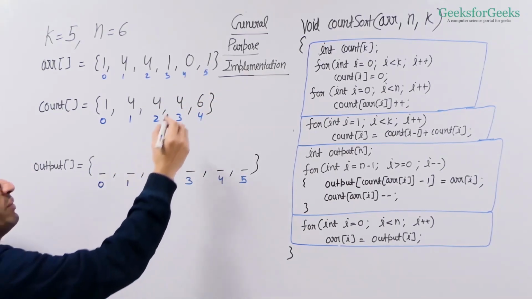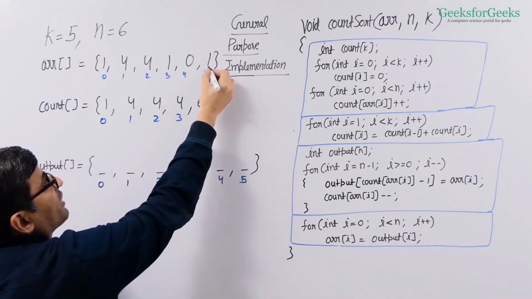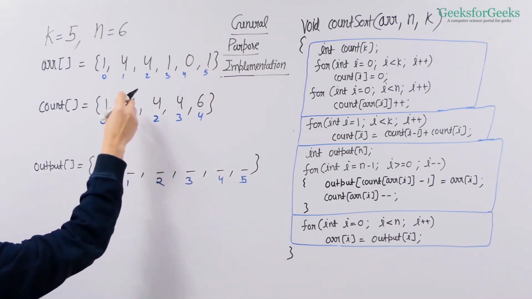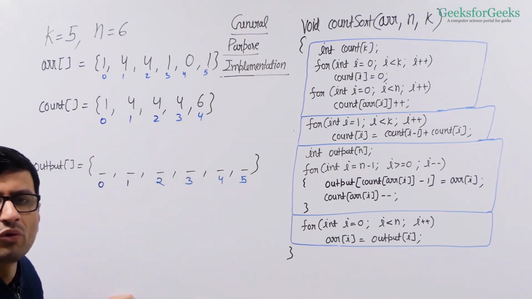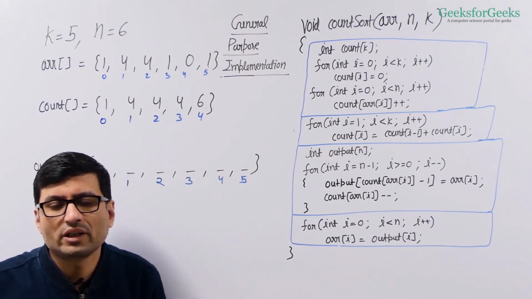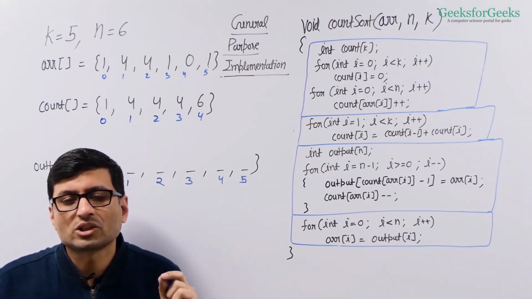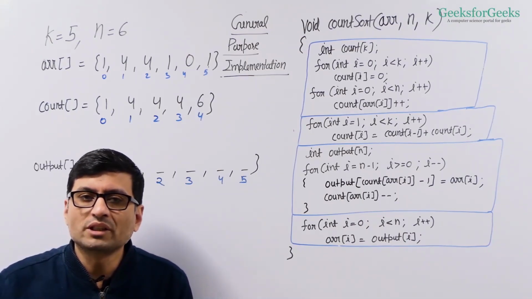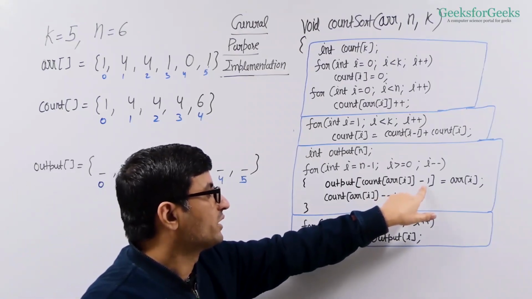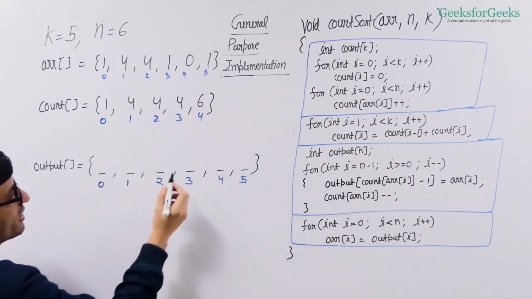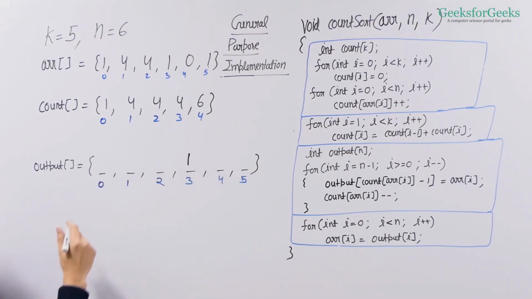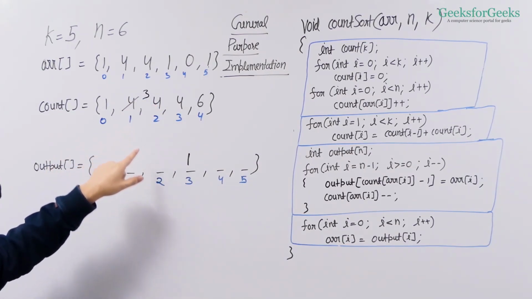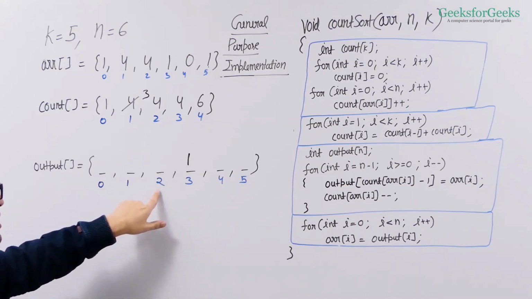Let's see how this works. We begin from the last element in our input array. We use this value as an index in our count array and we get the count as 4. So we know that there are 4 elements smaller than or equal to 1 in our input array, which means this 1 should go at the 4th position in the output array. And 4th position means index 3. That is why we have subtracted 1 here. So we put this 1 at index 3. After putting 1 at index 3, we reduce its count also. We make it 3, so that the next time you see 1, you do not put it at the 4th position, you put it at the 3rd position.